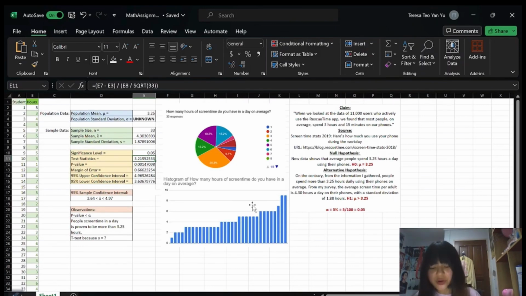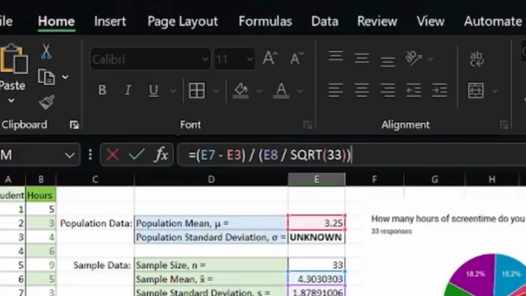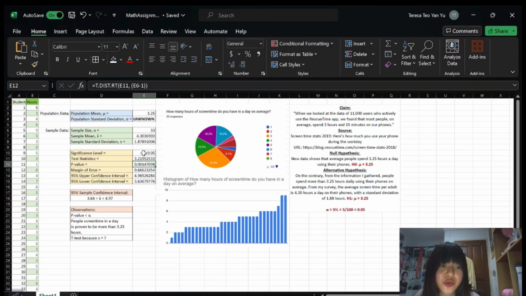As mentioned before, the population standard deviation is unknown. Thus, we should conduct a t-test instead of the z-test because the z-test requires population standard deviation while the t-test does not. Choosing the correct test to carry out will lead to better accuracy in the statistics. I use Excel to apply the t-test formula to the experiment. For the t-test formula, it's the sample mean minus population mean divided by the sample standard deviation over the square root of sample size. My test statistic is about 3.220.